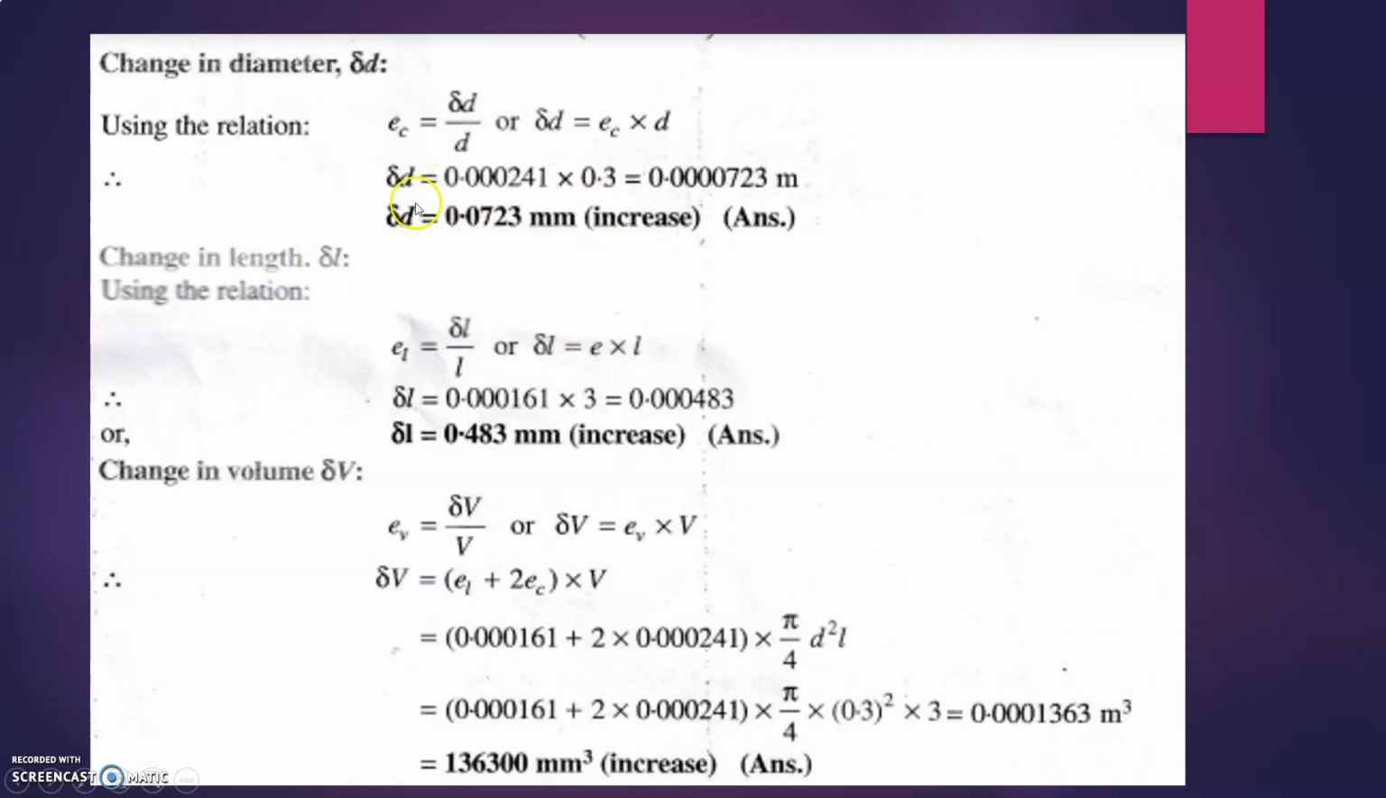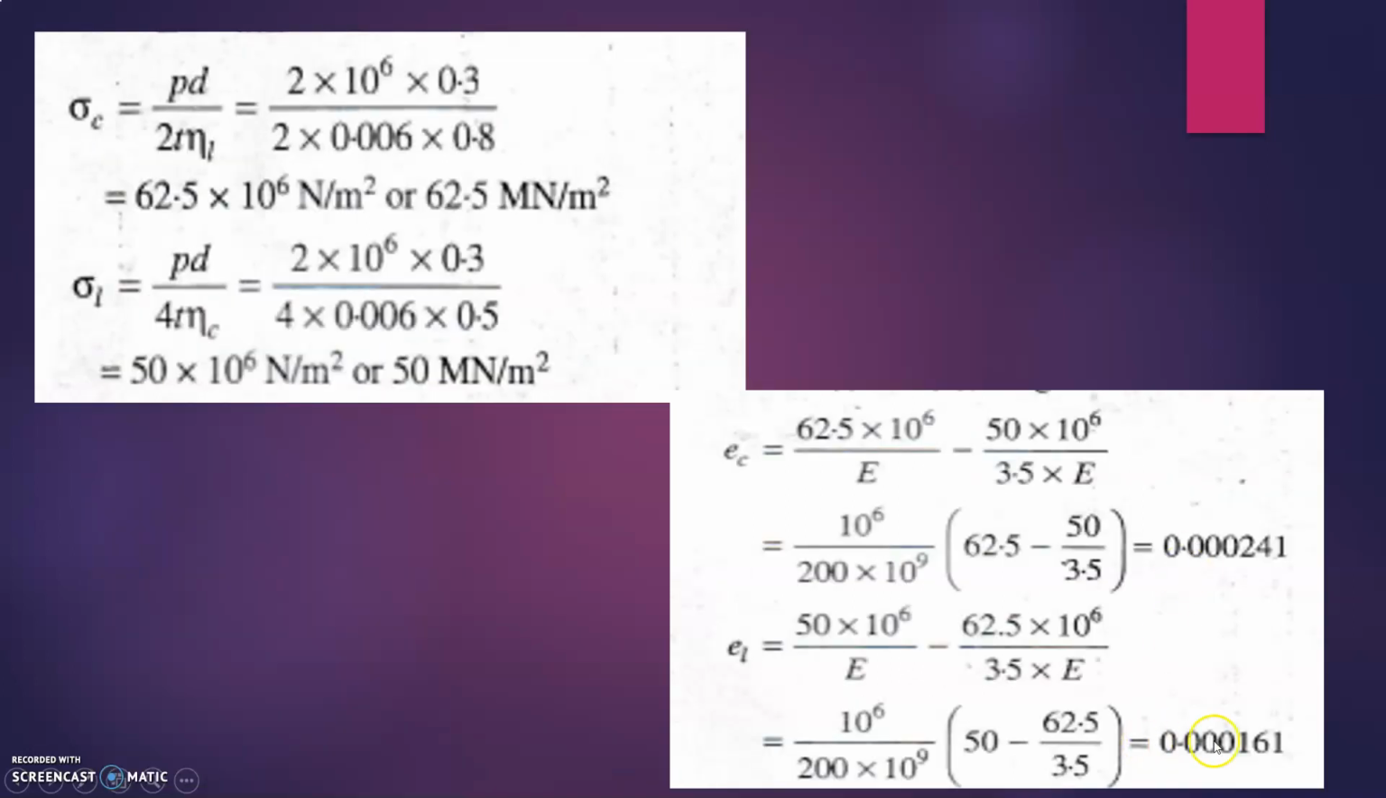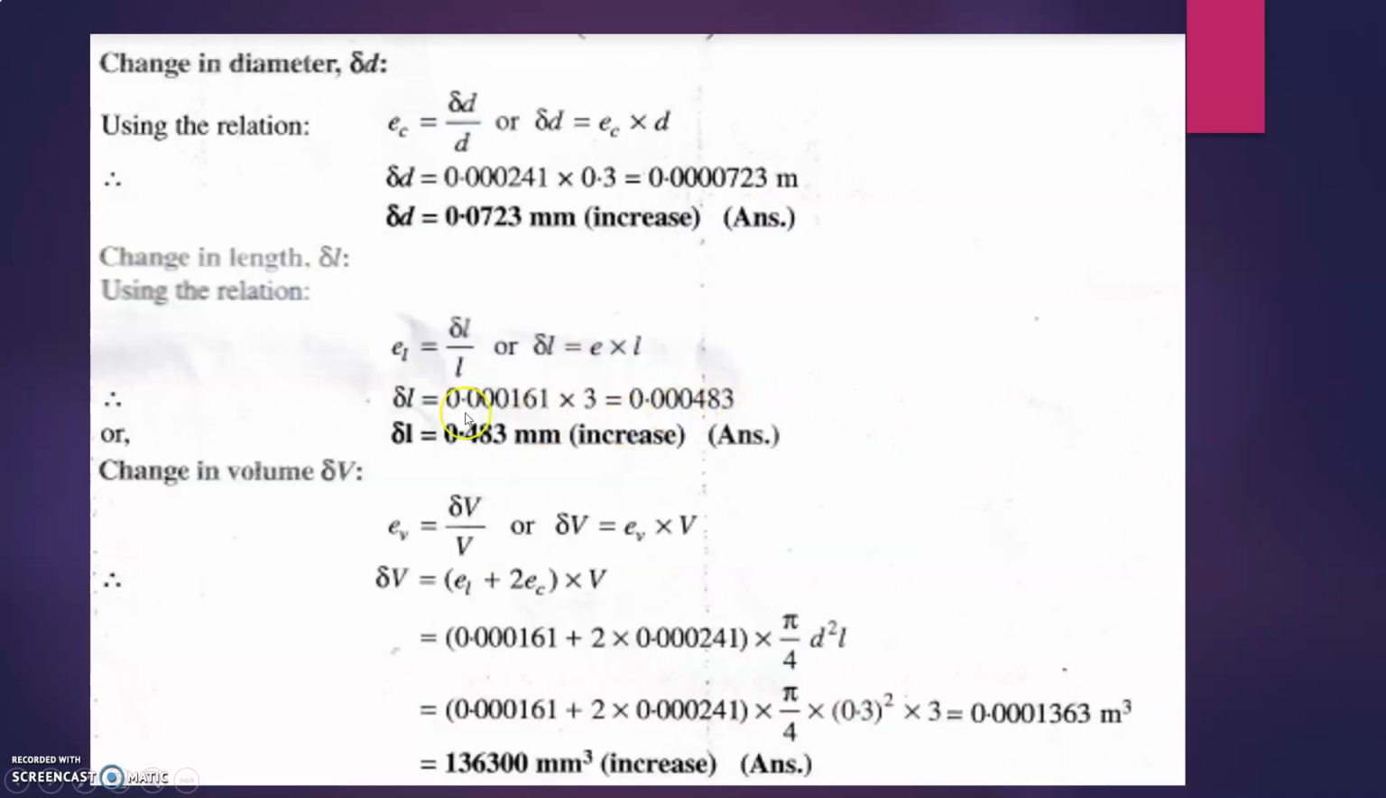Next, the change in the length you have to calculate. Again, longitudinal strain is equal to change in the length divided by original length. We want delta L, that is equal to eL into L. So substitute eL, that is here 0.000161, into the original length, that is 3 meters. Substitute, you get delta L is equal to 0.483 millimeters.